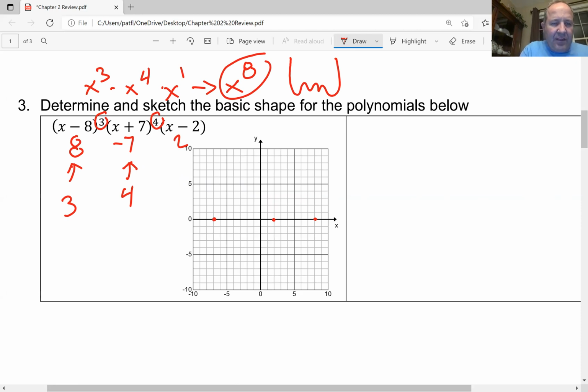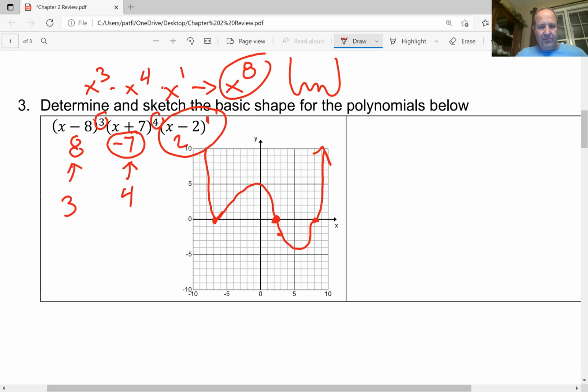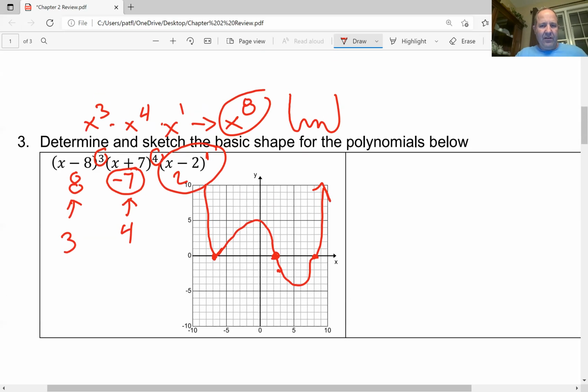Well, the -7, 0 is here, and we are not going to be able to cross the x-axis there, right? Because it's an even multiplicity. It's going to kind of bounce off. When we come to the +2, though, we'll be able to go through that because it's an odd multiplicity, right, of 1. And then when we get to the 8, there we go, because it's a multiplicity of 3, an odd multiplicity, it crosses. All right, let's move on to the last two.